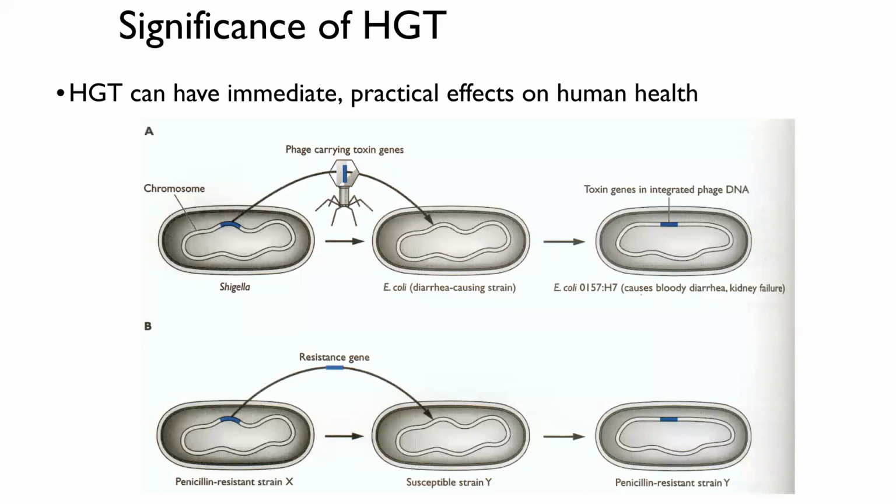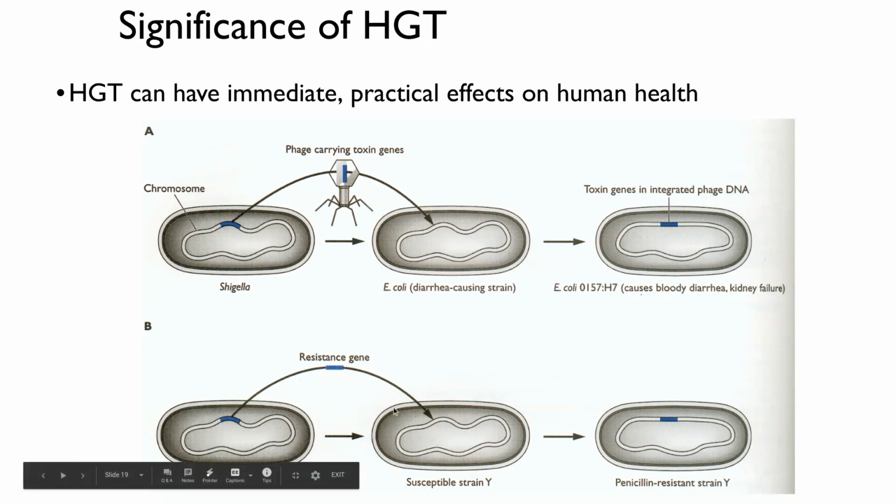Now, horizontal gene transfer has some pretty significant and immediate effects on human health. We have a very simple example here. We have a bacteria, Shigella. If this bacteria gets infected with a virus carrying a specific toxin, it can then become a different strain of bacteria, E. coli, I'm sorry, a different species of bacteria. And now this bacteria has a diarrhea-causing gene, which makes it more pathogenic, which makes it a more deadly bacteria. So we started with a harmless bacteria. It acquired fast and how powerful horizontal gene transfer can be in your everyday life.